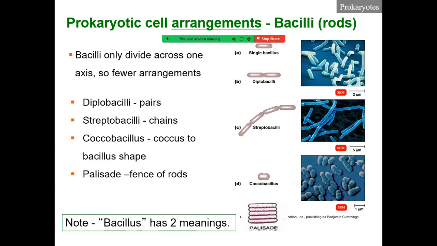And here we're looking at Coccobacillus, where they are a little bit longer than a cocci, but they aren't as long as a rod. They're not clearly a rod. And those we call Coccobacillus.